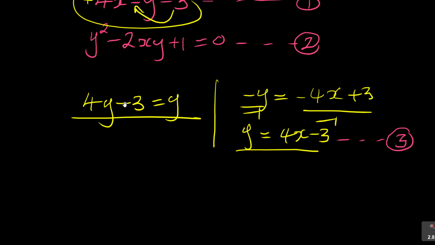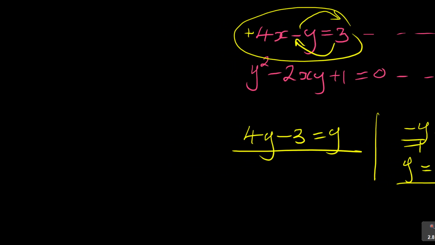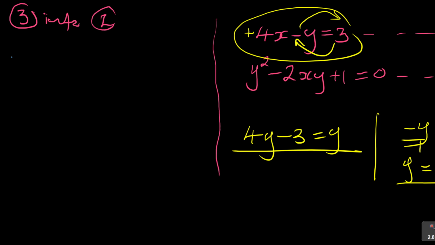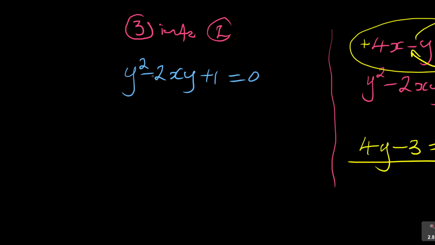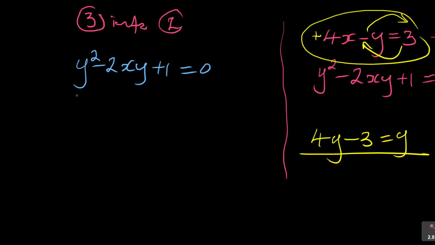Now we are going to put equation 3 into 2. Are you seeing that? So we take equation 2, what is equation 2? y squared minus 2xy plus 1 equal to 0. Are you with me? Then from here, you interchange. Remember, what did you say? You said y is equal to, let me bring it back, this is 4x, sorry.